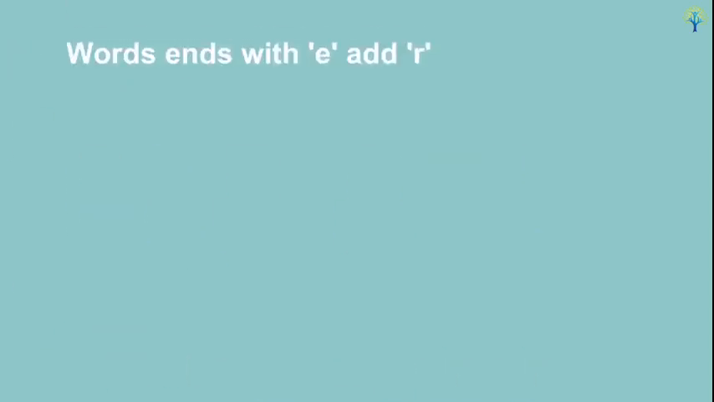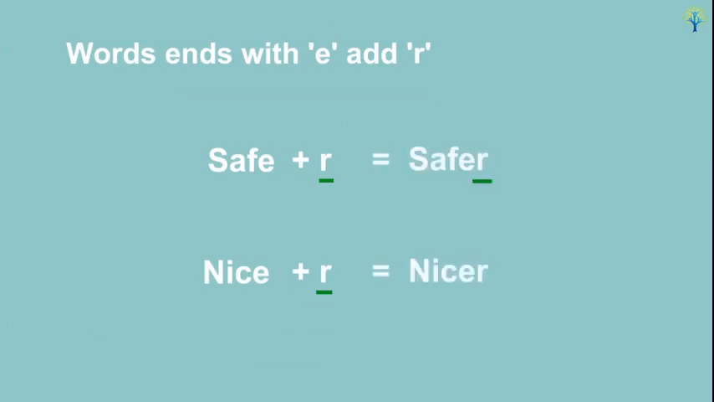For words that end with E, like safe or nice, add R to make it a comparative word. For example, safe becomes safer, and nice becomes nicer.